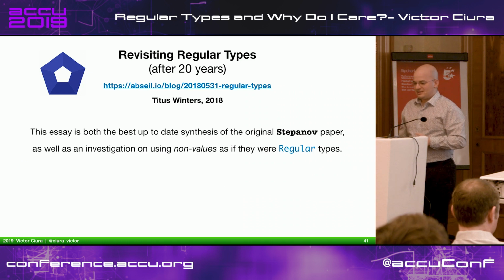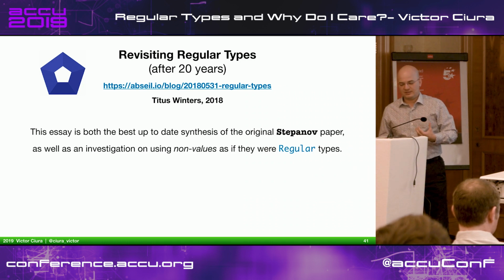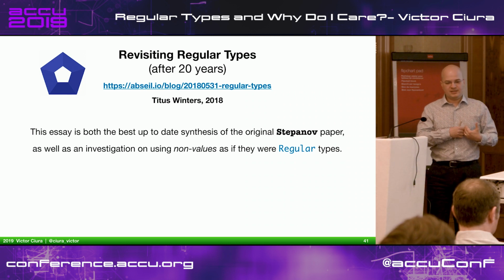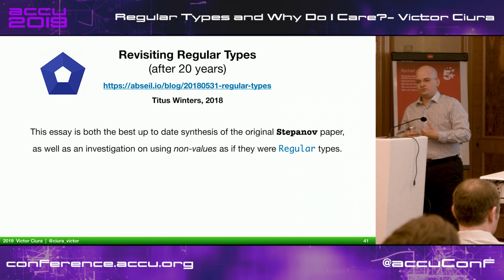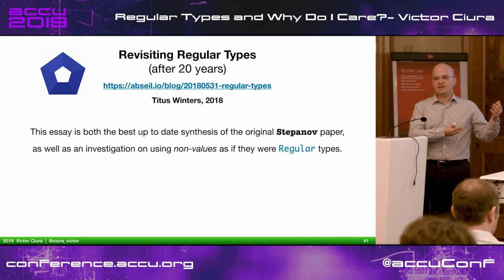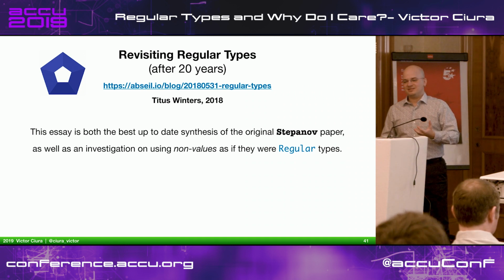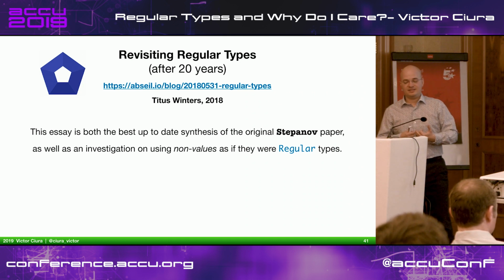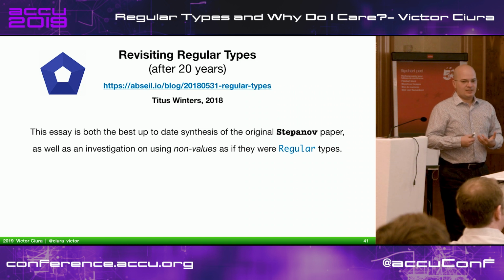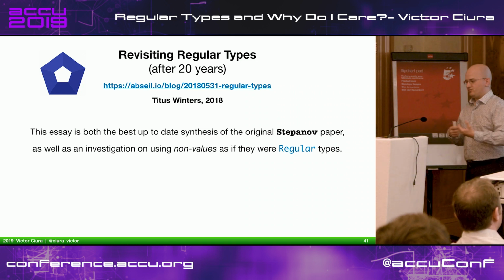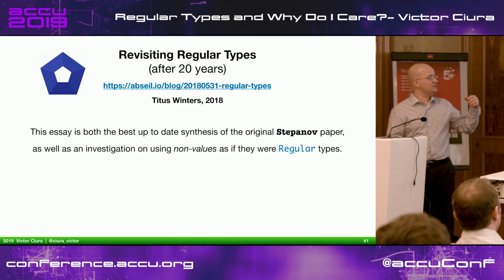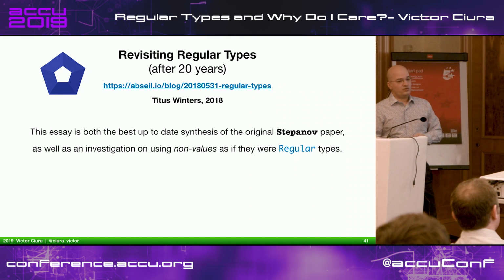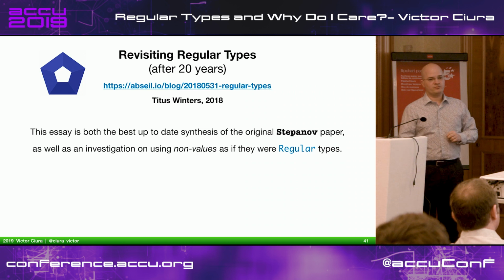This is an essay, and a very good synthesis of the original paper by Alexander Stepanov that I mentioned earlier. So if you have difficulty following through the original paper, this is like a Reader's Digest version of it. It's a good synthesis, and it's very up to date in terms of analyzing recent additions to the standard library and the efforts of evolving it further, and what it means in relation to expectations and specifically to regular types and non-values. So it's definitely one of my favorite go-to resources.